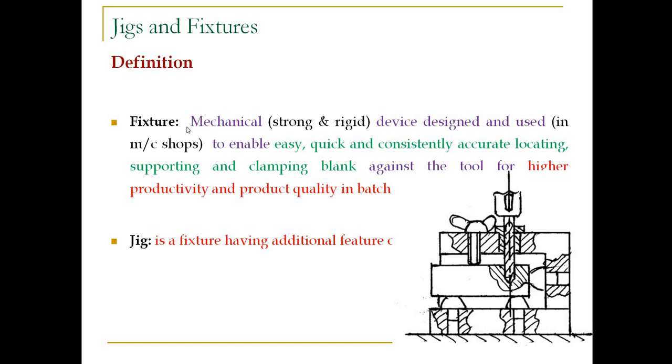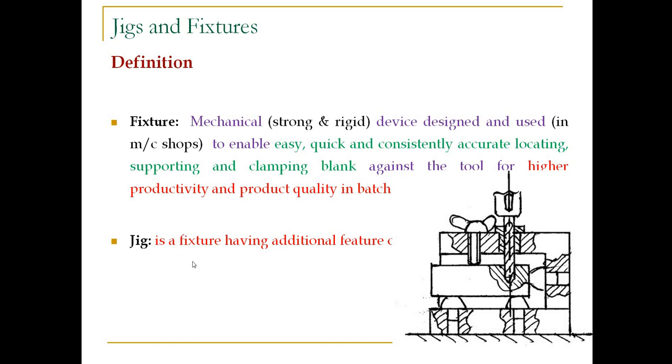So what is the definition of a fixture? It is a mechanical device designed and used in machine shops to enable easy, quick, and consistently accurate locating, which is over here, then supporting from the bottom and clamping the blank from here against the tool for higher productivity and product quality in batch production. Ultimately by using this you can increase the productivity, and the labor you use will not have to be skilled labor. If it is ordinary labor, then also it's fine.